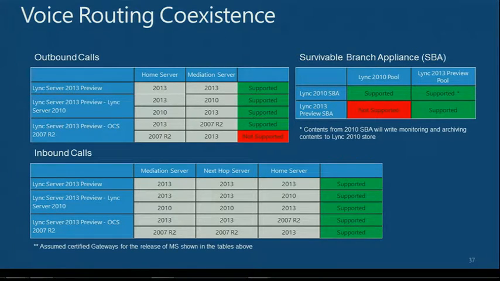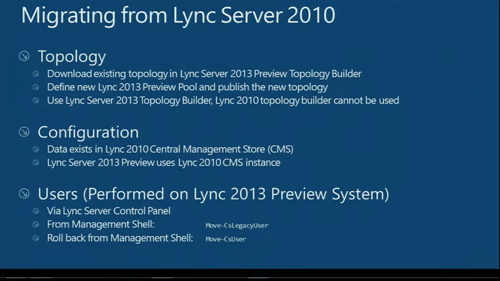The one other aspect that isn't supported right now is a Lync 2013 survivable branch appliance going back against a Lync Server 2010 pool. So if you have a Lync 2010 SBA, that will work with a Lync 2010 or Lync 2013 pool. If you have a new 2013 version SBA, that will only work with a Lync 2013 pool. For inbound calls, all the topologies are supported. So we have one outbound calling combination that's not supported, and then one SBA scenario that's not supported as well.